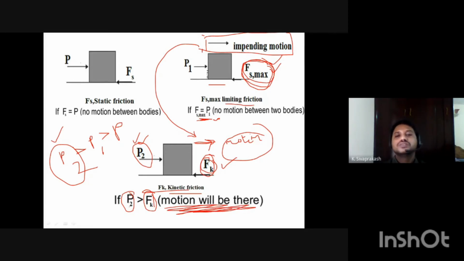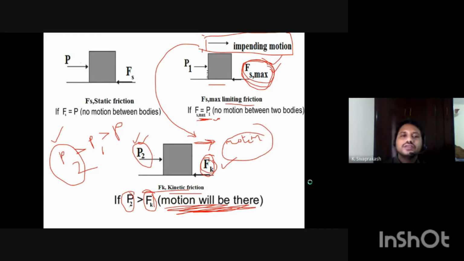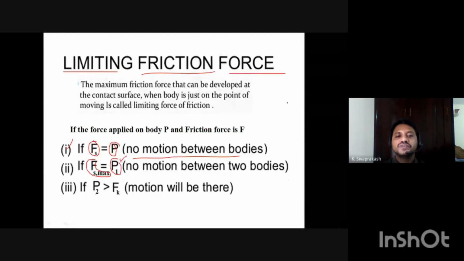So this is about the limiting frictional force. In the first case, Fs is equal to P, meaning the frictional force developed is equal to the external force, so there is no motion between the bodies. In the second case, the frictional force reaches the maximum value to withstand the increased external force. We increase the external force up to P1, the frictional force also increases, and again there is no motion between the bodies. But Fs max is known as the limiting frictional value.